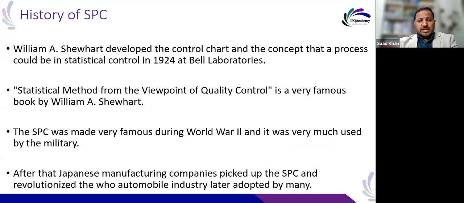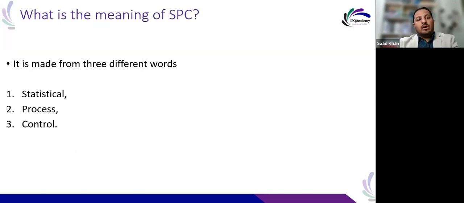So what is the history of this? Dr. William Shewhart developed the control chart in 1924 at Bell Laboratories, and he wrote a very famous book on this, Statistical Method from the Viewpoint of Quality Control. Then control charts were used in World War II, and later were taken up by Japanese manufacturers, as I said earlier, for the automobile industry, and then adopted by many industries, which revolutionized a lot of things using these controls.